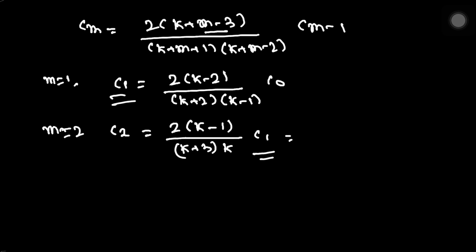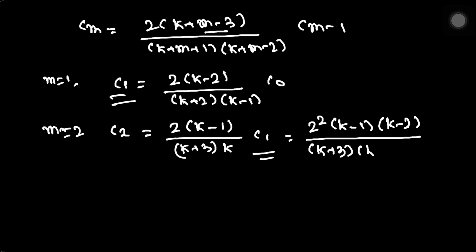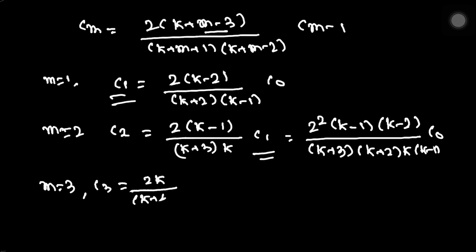Putting this value, we will get 2 square k minus 1 into k minus 2 by k plus 3 into k plus 2 into k minus 1 into c0. Okay, if I put m equal to 3, what we get? C3 equal to 2k by k plus 4 into k plus 1 into c2. Now putting this value, what we get?